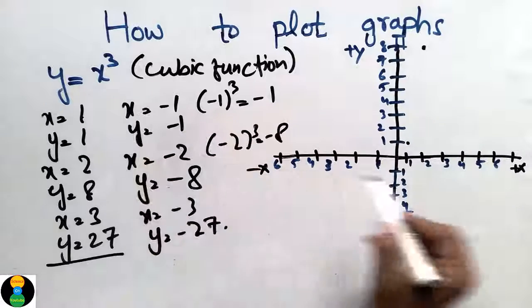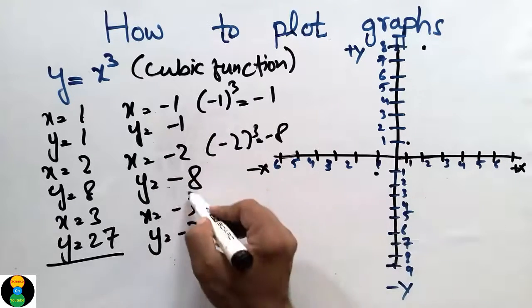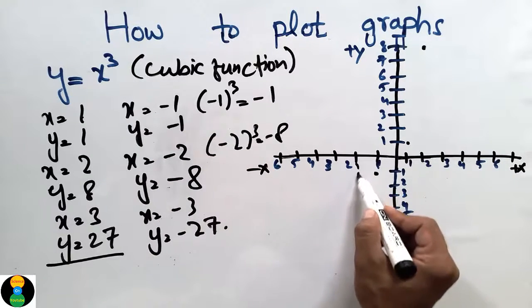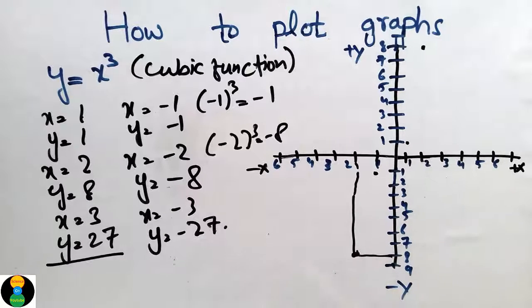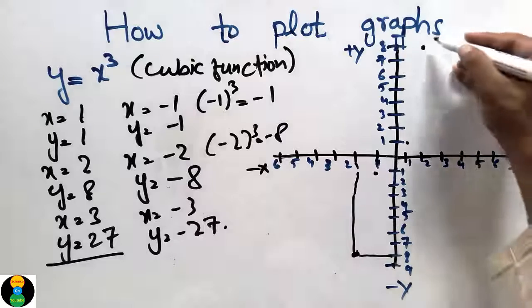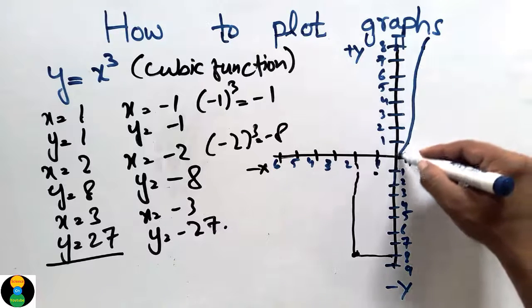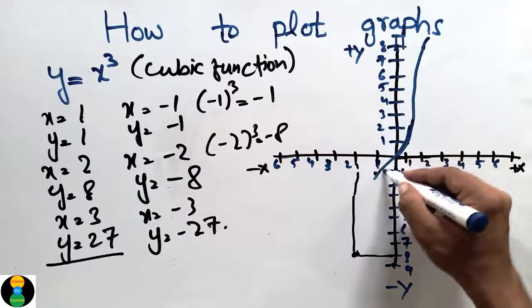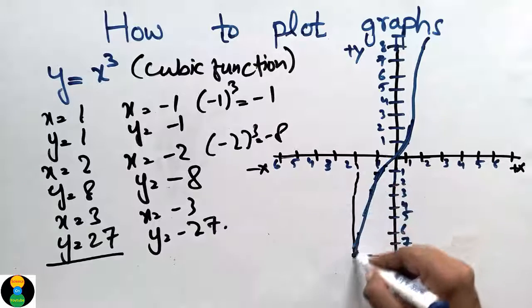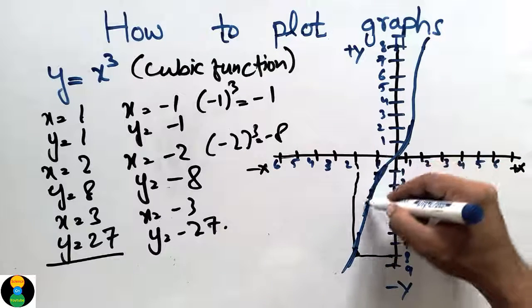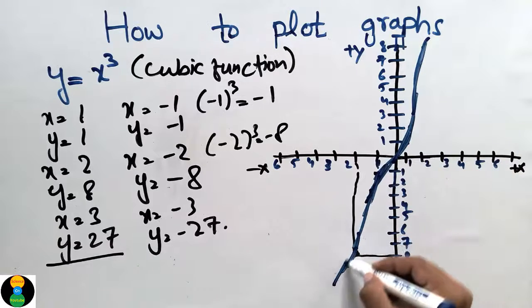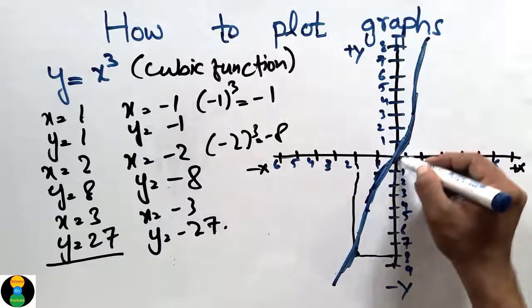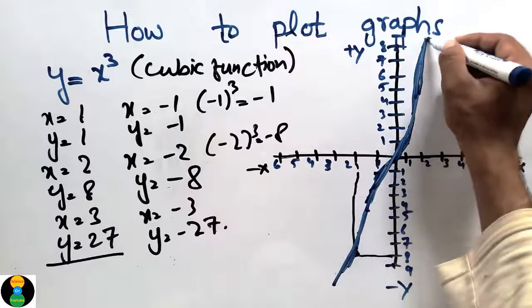So minus 1, here is the first point, and minus 2, minus 8. When x is equal to minus 2, y comes out to be minus 8, this point. So by joining these points, we will draw the graph of x cubed. So this is the graph of x cubed, right? And you should also remember how to draw and how to learn about graph drawing.